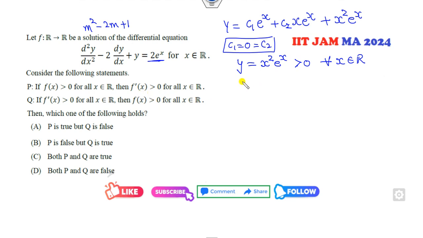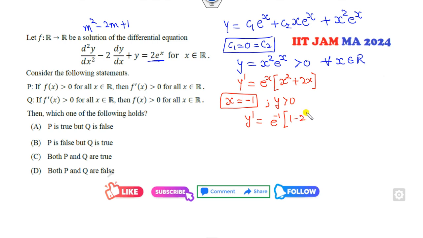Now we can see whether the y dash is greater than 0. What is the y dash? It is x square plus 2x, times e raised to power x. Is it greater than 0 for all x? No. Clearly, when you take x as minus 1, in that case y is greater than 0. But what is my y dash? e raised to power minus 1 times 1 minus 2 is minus 1 over e, which is less than 0. So that means the first option is cancelled out. So P is correct. Both are correct. These two options are cancelled.